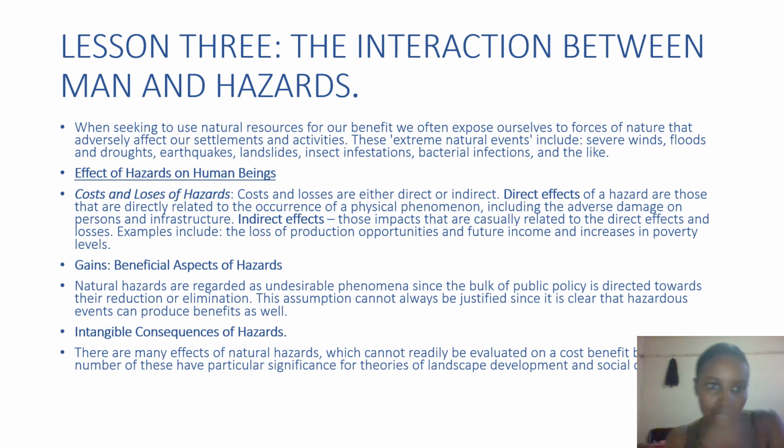These hazards have effects on us as human beings, which include costs and losses of hazards, which are either direct or indirect. The direct effects of a hazard are those that are directly related to the occurrence of a physical phenomenon, including the adverse damage on persons and infrastructure. Indirect effects are those impacts that are causally related to the direct effects and losses. Examples include the loss of production opportunities and future income and increases in poverty levels.